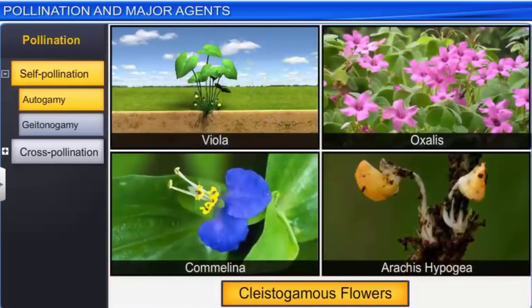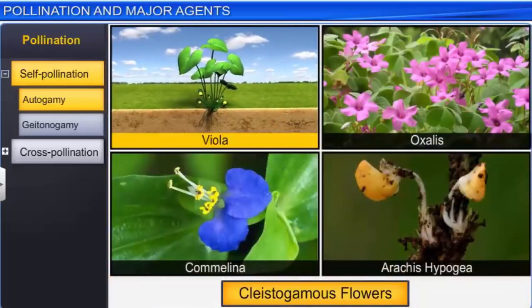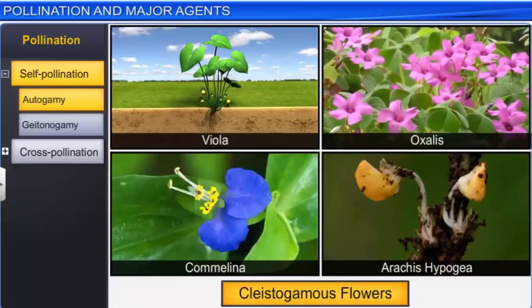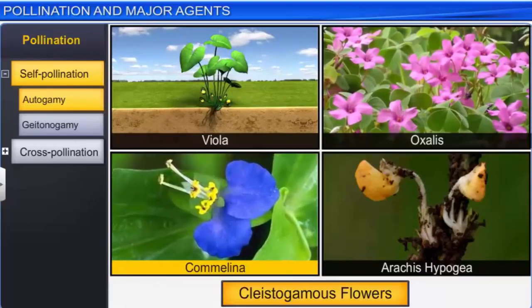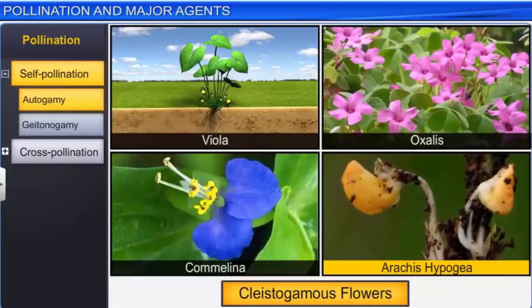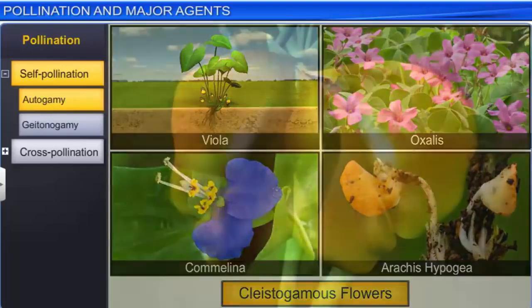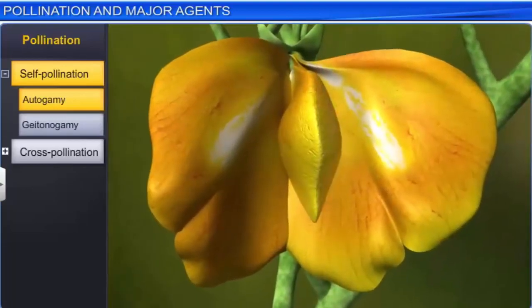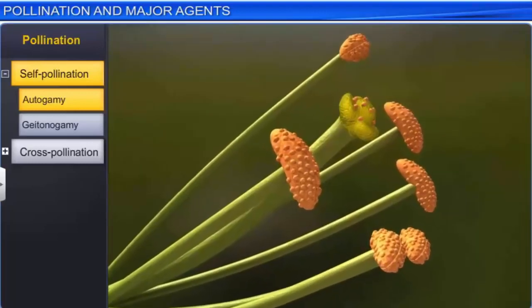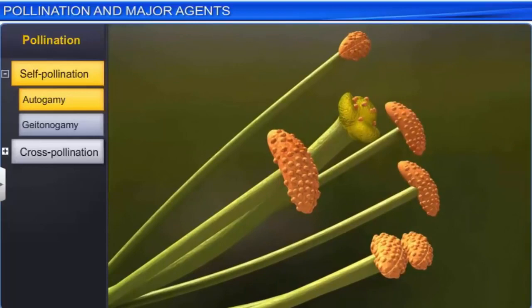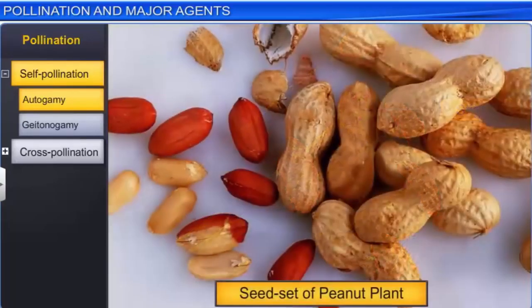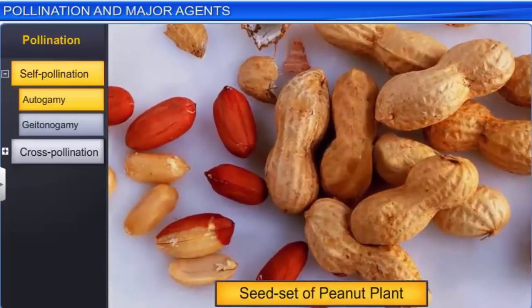Produced by plants such as viola, oxalis, camelina, and Arachis hypogea or peanut. The anthers and stigma of these flowers lie very close to each other. When anthers dehisce, pollen grains get deposited on the stigma, which ensures the production of seed sets even in the absence of pollinators.